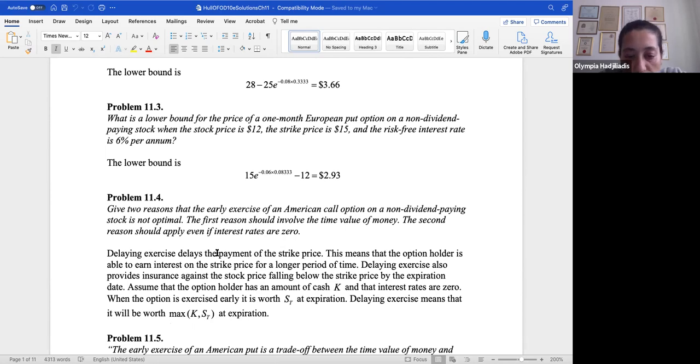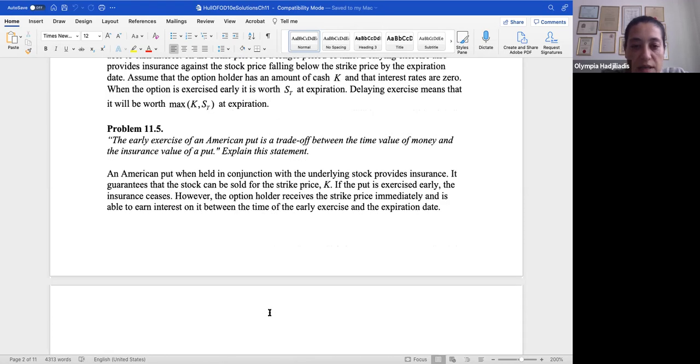Assume that the option holder has an amount of cash K and that interest rates are zero. When the option is exercised early, it is worth ST at expiration. Delaying exercise means that it will be worth the maximum of K and ST at expiration.